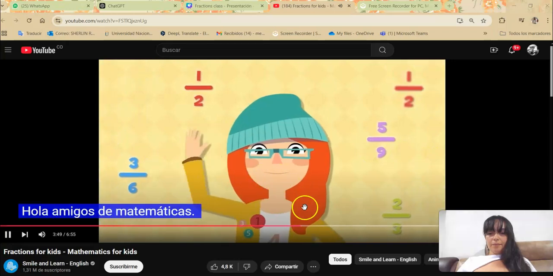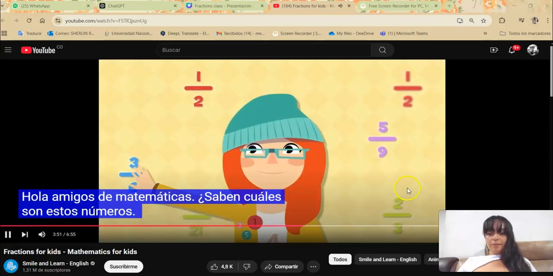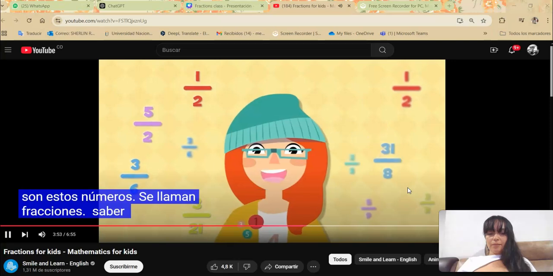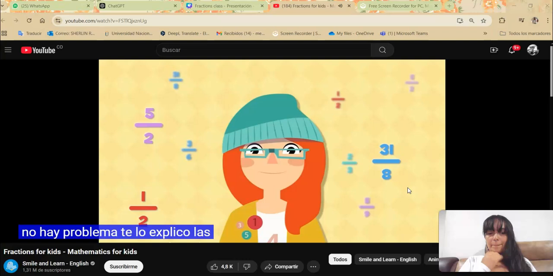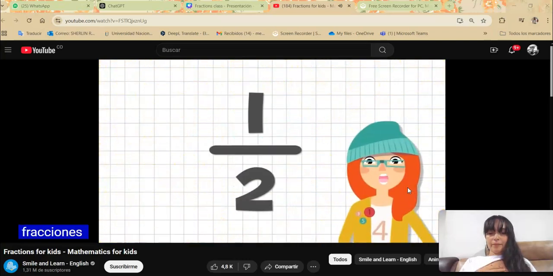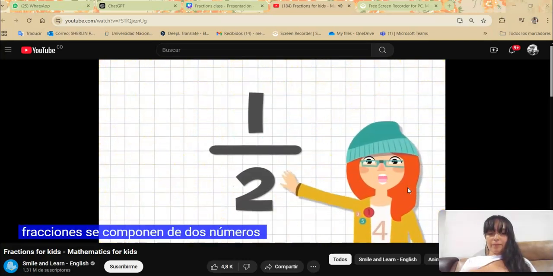Hello, math friends. Do you know what these numbers are? They are called fractions. Do you know how to read them? You don't? No problem. I'll explain it to you. Fractions are made up by 2 numbers.